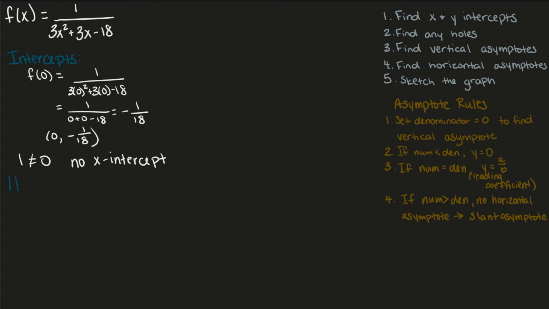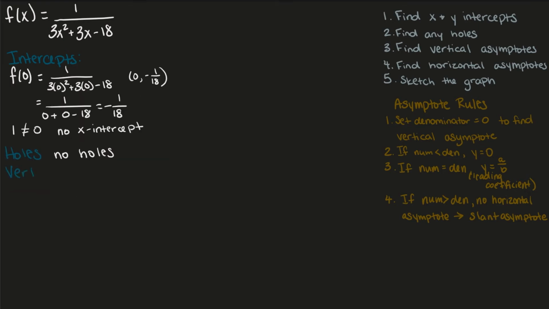Next, we'll identify any holes. Our holes exist where we can simplify our numerator and our denominator. In this case, our numerator is just 1 and our denominator is that polynomial. There's nothing we're going to be able to simplify, which means there are no holes.